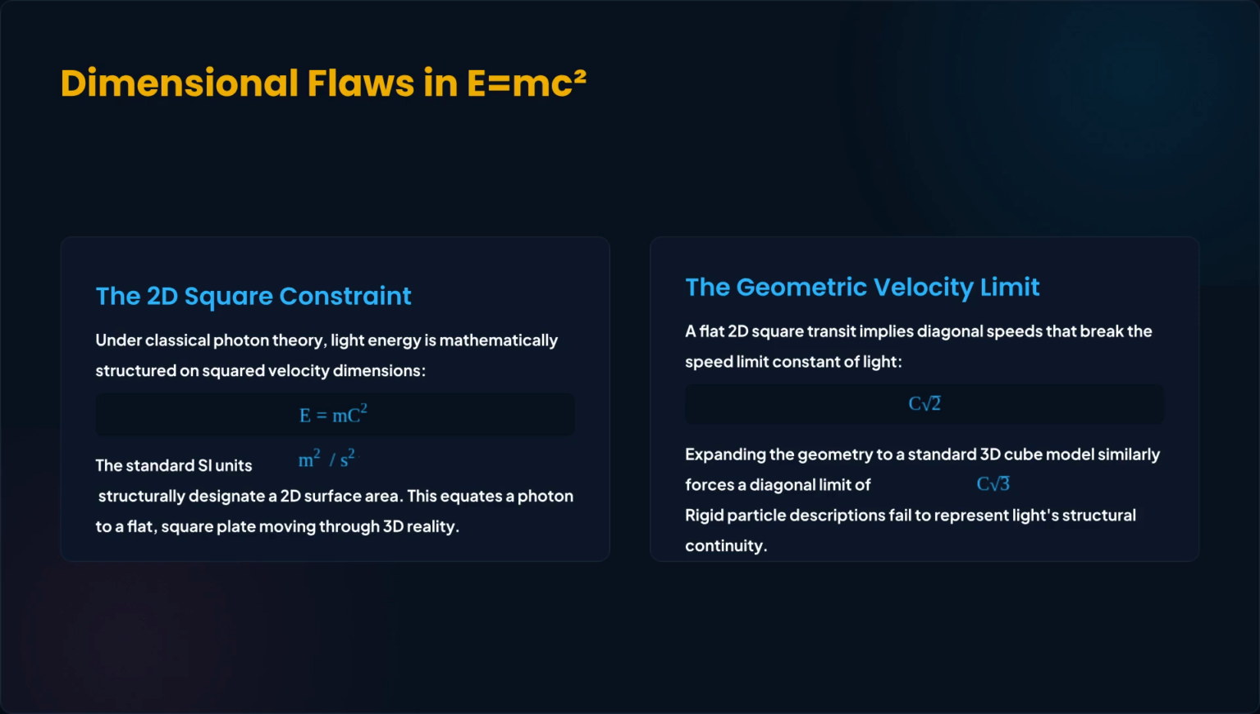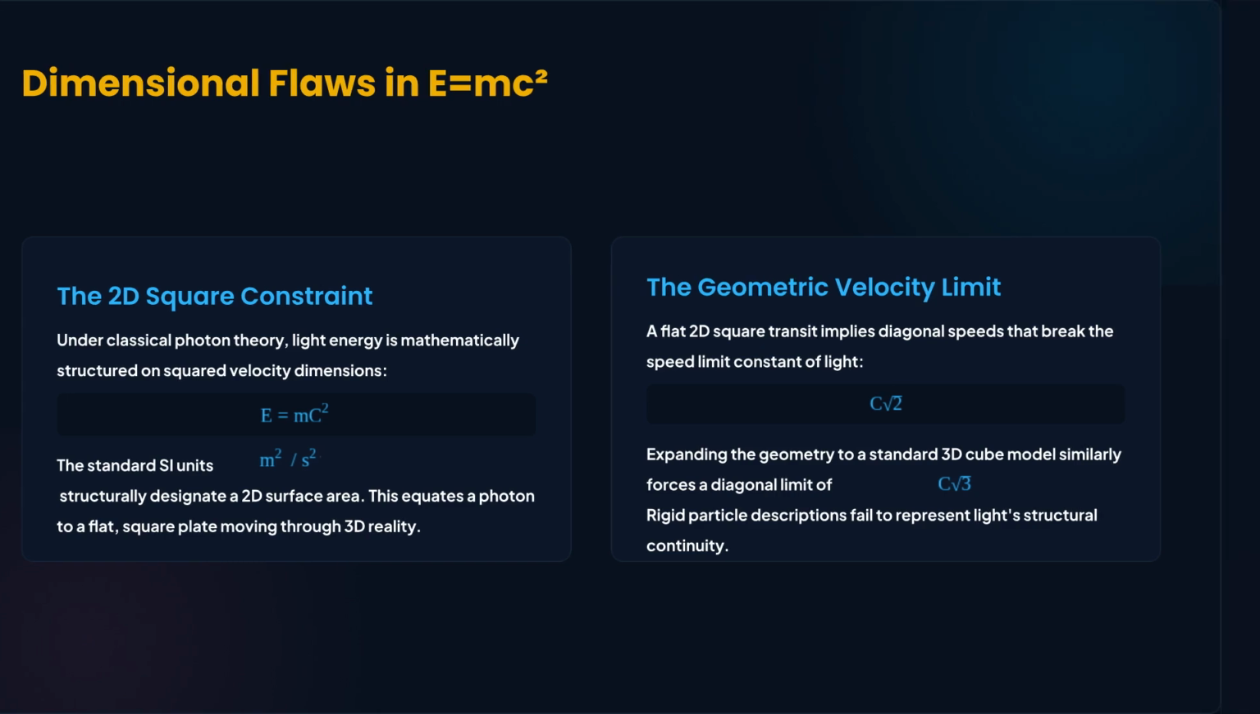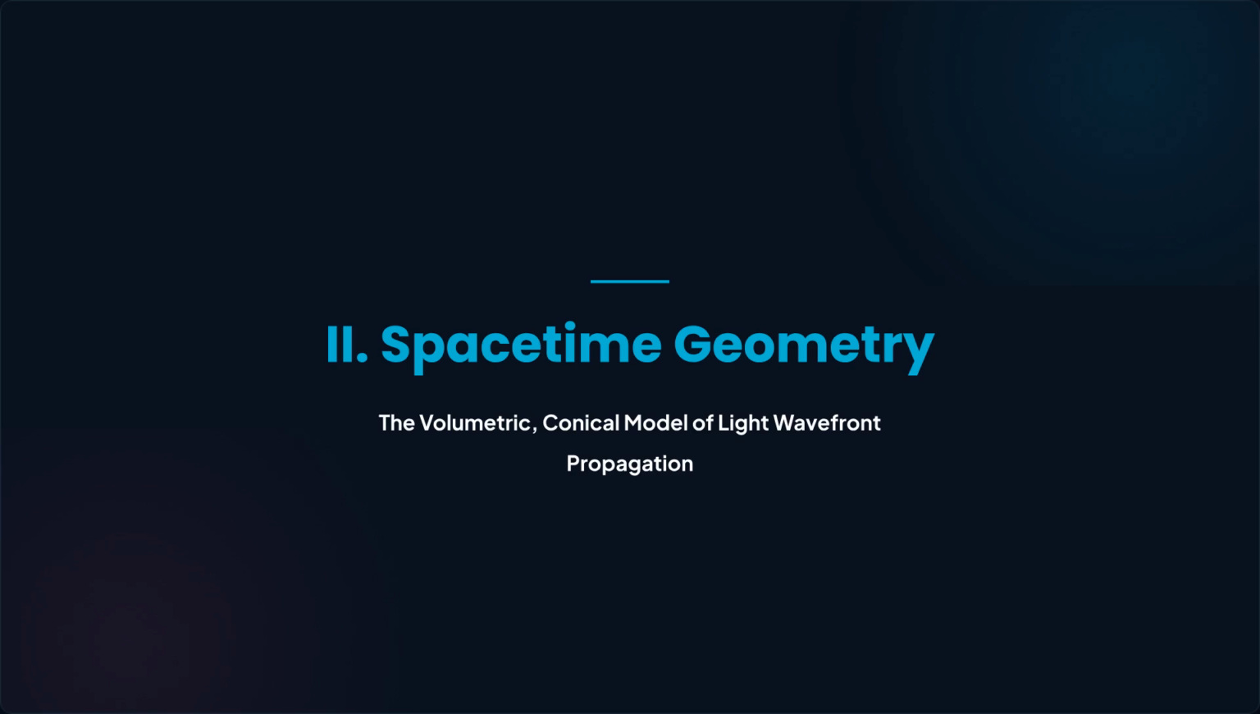Here lies the paradox. If a photon is a flat 2D square moving at velocity c, any observer or traveler moving diagonally across that square's interior would traverse a diagonal diameter at a speed of c square root of 2. This breaks the speed limit of light. Even if we try to correct this by expanding the particle into a 3D cubic box of c cubed, the diagonal velocity limit jumps to c square root of 3. This tells us that treating light as rigid, standalone particle boxes fails to reflect its structural truth. Light must instead be understood as a continuous, fluid geometric volume.